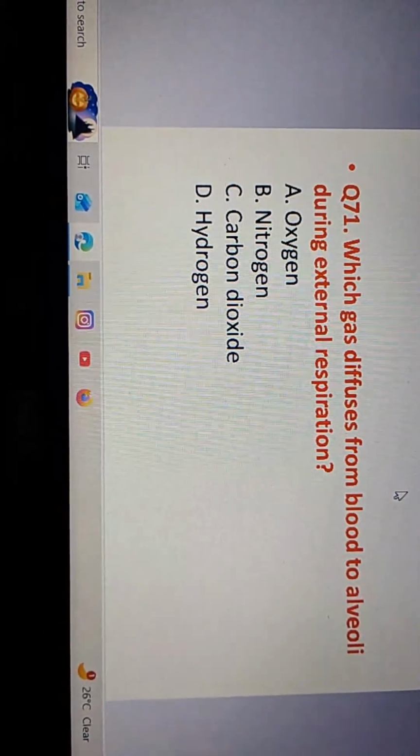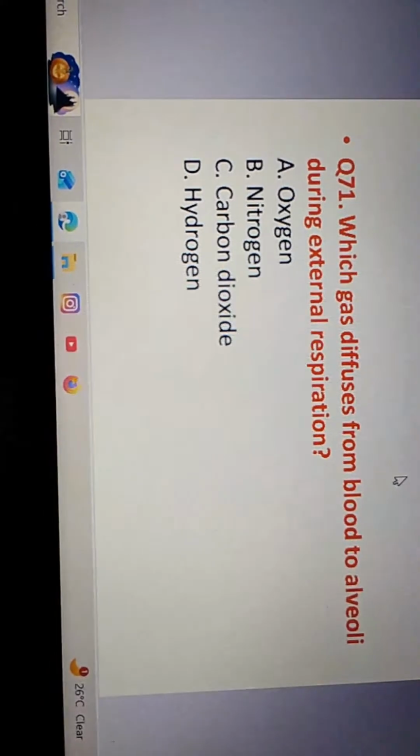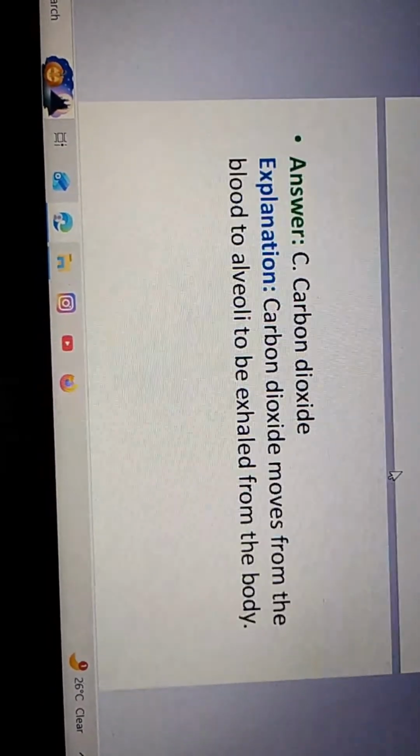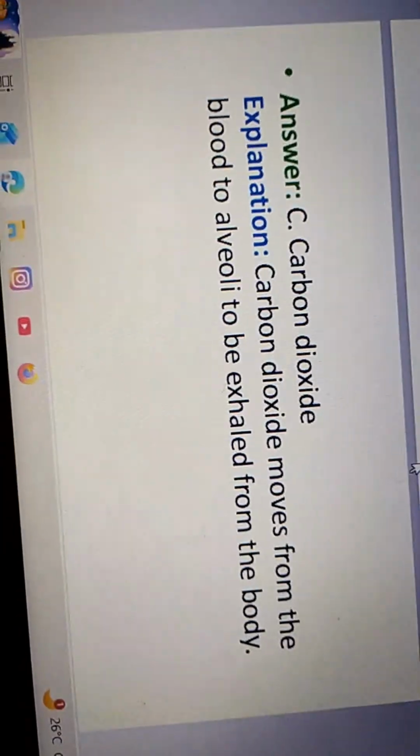Which gas diffuses from blood to alveoli during external respiration? The correct answer is option C, carbon dioxide. Carbon dioxide moves from the blood to the alveoli to be exhaled.